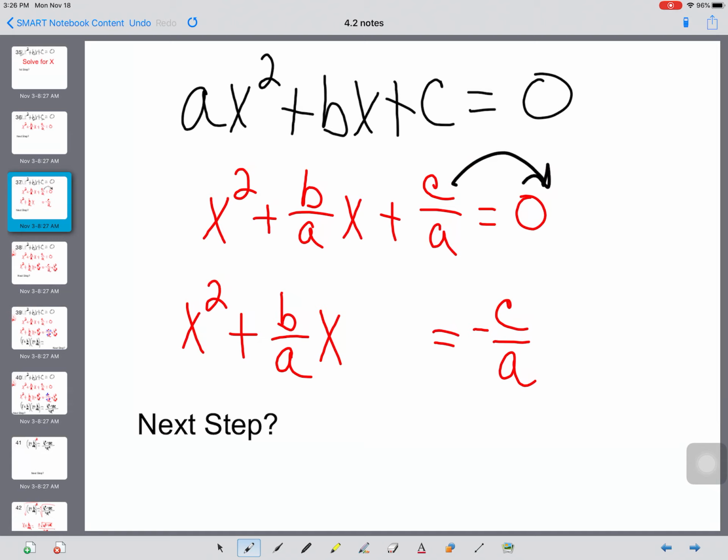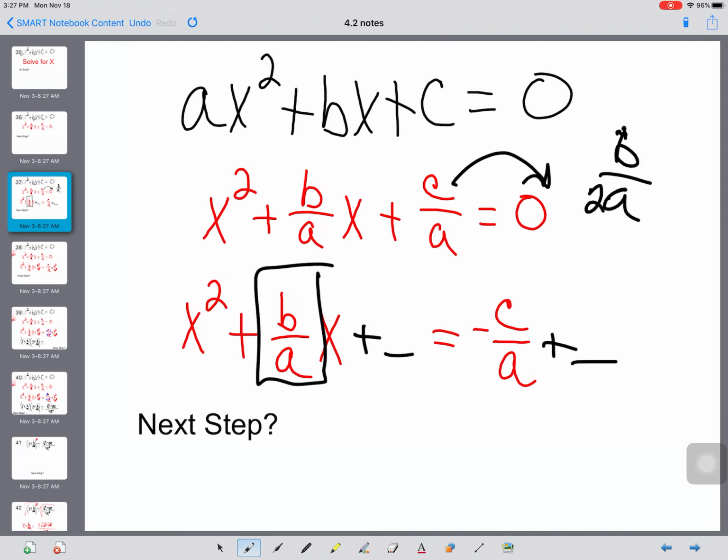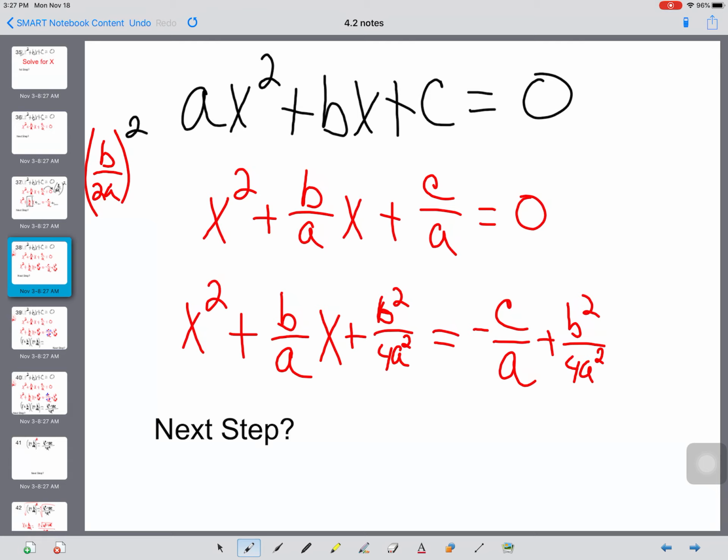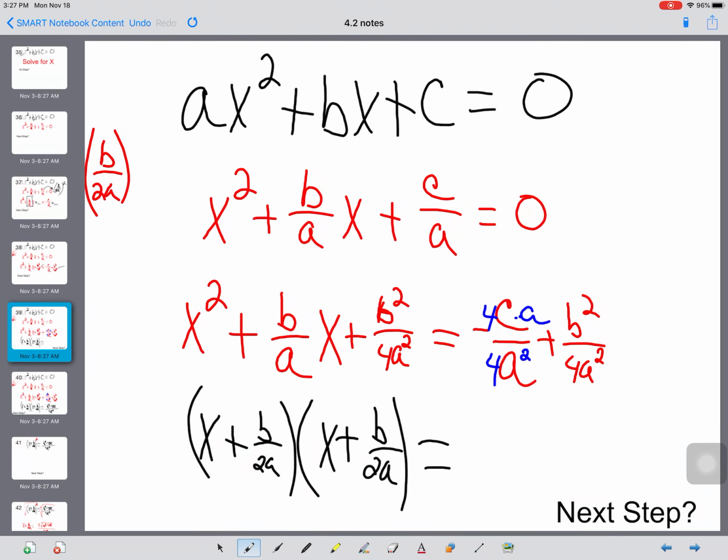Now I got to figure out what adds to the inside here to both sides. So we take half of the middle term. Here's that middle term. So b over a, half of it is 2a in the denominator, and then you got to square that. So the thing that gets added to both sides is b squared over 4a squared. Both sides. On the left, if you've done it right, the thing that you have here will be able to be factored.